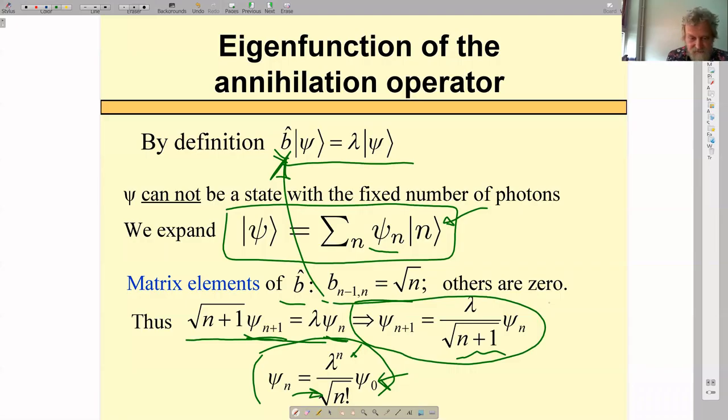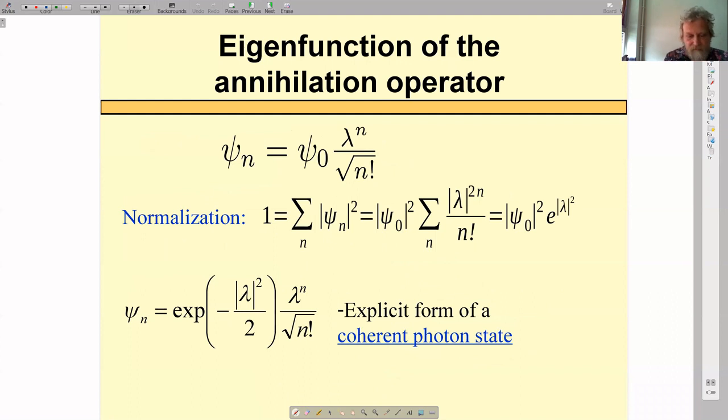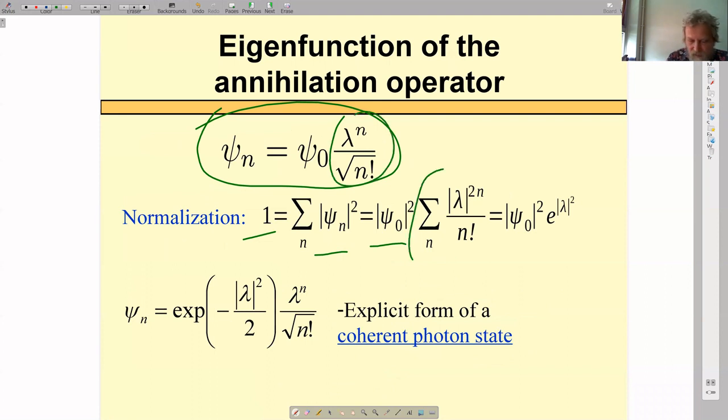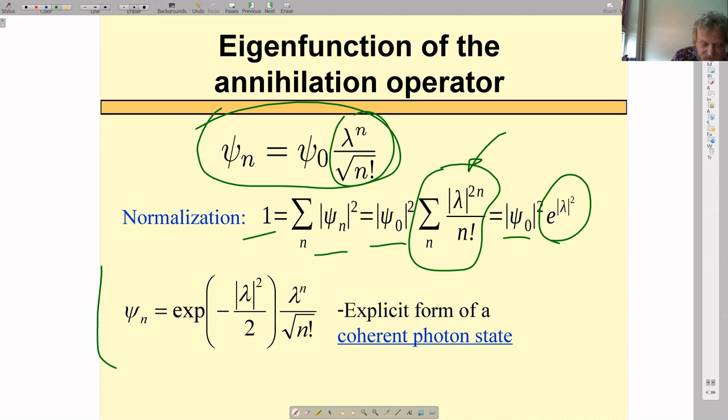Let us normalize. This is the expression, sure, of normalization. Eventually that looks terrible, but we can sum it up very easily if you recall the definition of the exponent, right? What we find here is a Taylor expansion of such an exponent. From this, we can figure out what phi naught is and find the explicit form of a coherent photon state. Let us see.